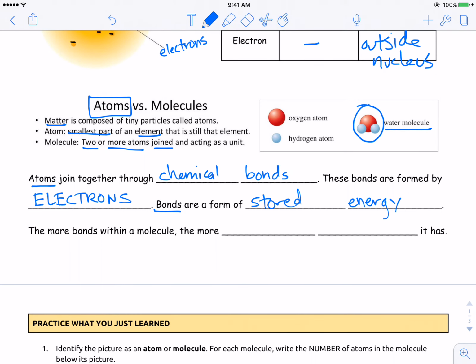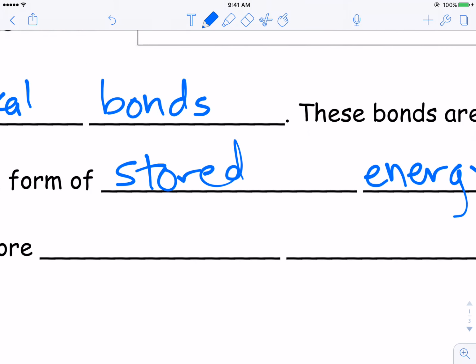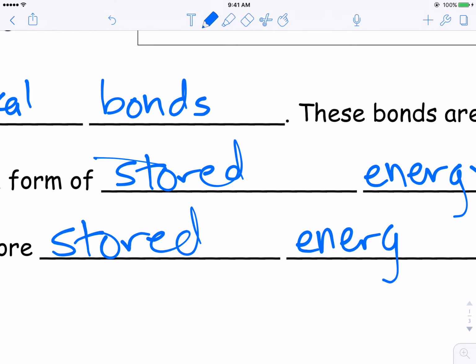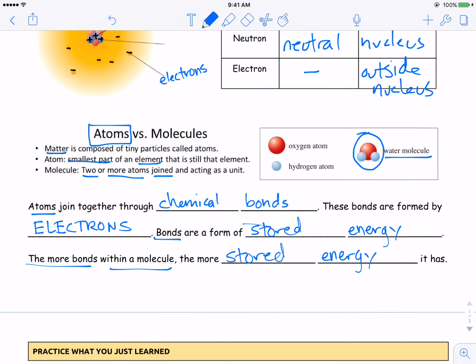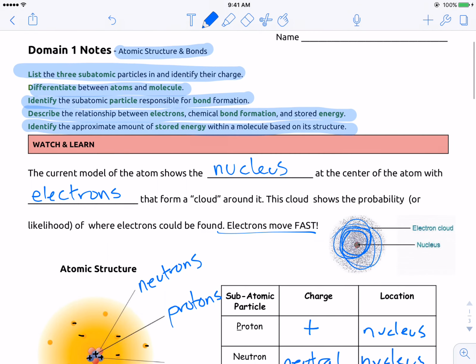So bonds are a form of stored energy. The more bonds within a molecule, the more stored energy it has. And there you have atomic structure.